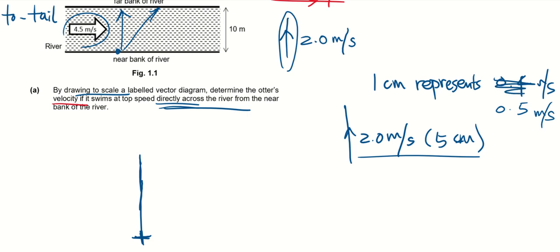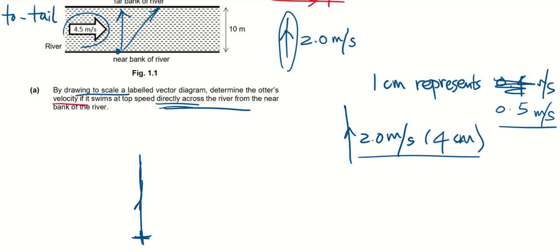Maybe I should let 1 cm represent 0.5 meter per second. Because Ara pointed out 4.5 meter per second, if I were to use my 1 cm to represent 0.4, later on I will have decimal points that my ruler cannot measure. Because my ruler can only measure up to 0.1 cm. So then I have to use 0.5 meter per second, and that means my 2 meter per second will then become 4 cm. Okay, 4 cm, yeah?